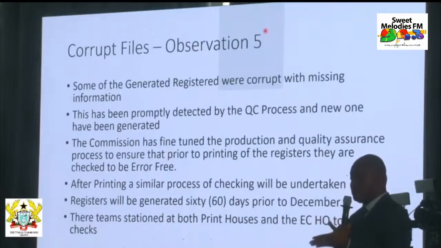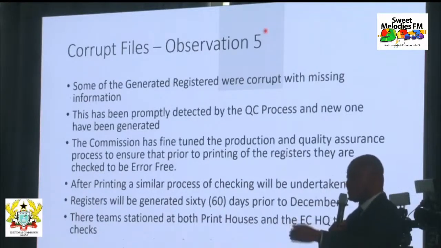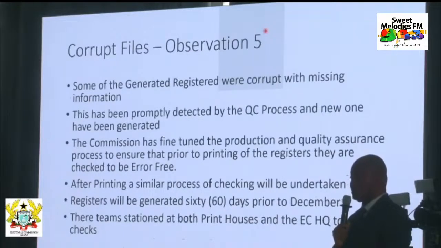Having said that, we also have the manual process of checking that will happen both at the Commission before it goes to the printers and at the printers themselves as they are being printed, to ensure that we don't have these issues coming up. And so rest assured, come December 7th, the registers that will be sent to the polling stations will not have these issues in them.